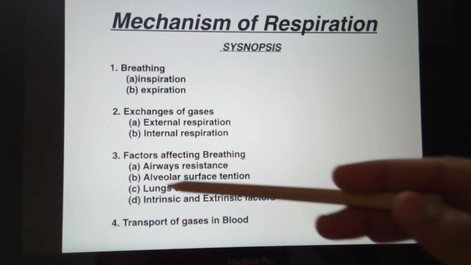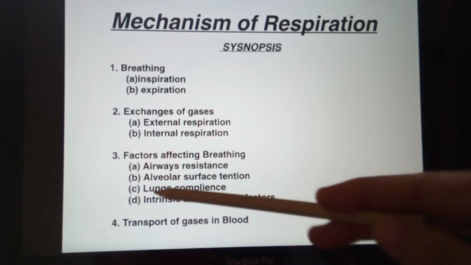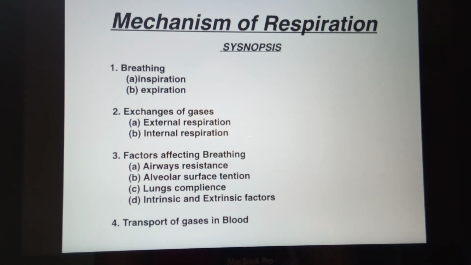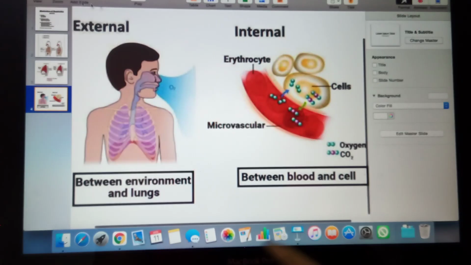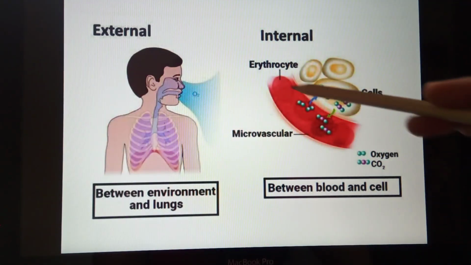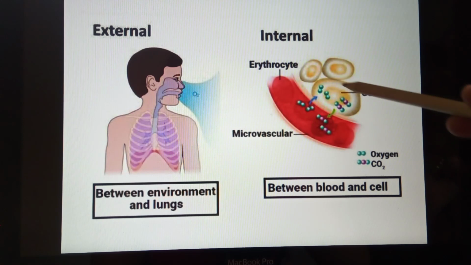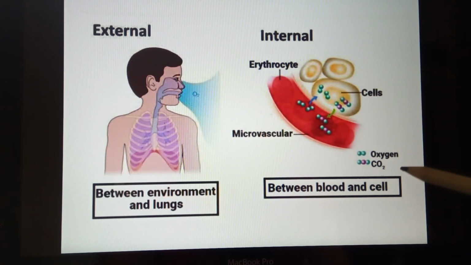Okay, the second point is alveolar surface tension. Alveolar surface tension means the surface of the alveoli. This is the surface of the alveoli, this is the surface tension. The alveolar surface consists of alveolar fluid, which contains lipoprotein. The force exerted by alveolar fluid on the luminal surface of the alveoli is referred to as surface tension. The surface tension must be overcome to expand the lungs during inspiration.